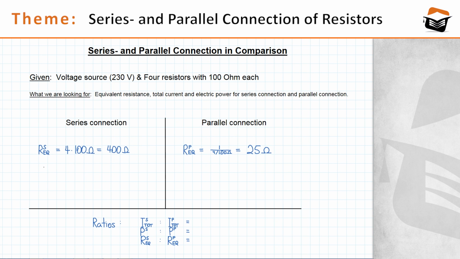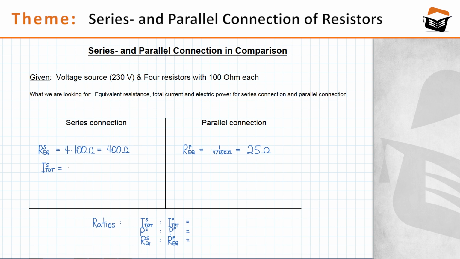And now let's move on and calculate the electric power. Sorry, let's actually do it for the total current. Electric power is going to come next. In a series connection, the current is the same everywhere. So if I label it total current, that's actually the current that runs through every single resistor. And I'm going to put the superscript S.